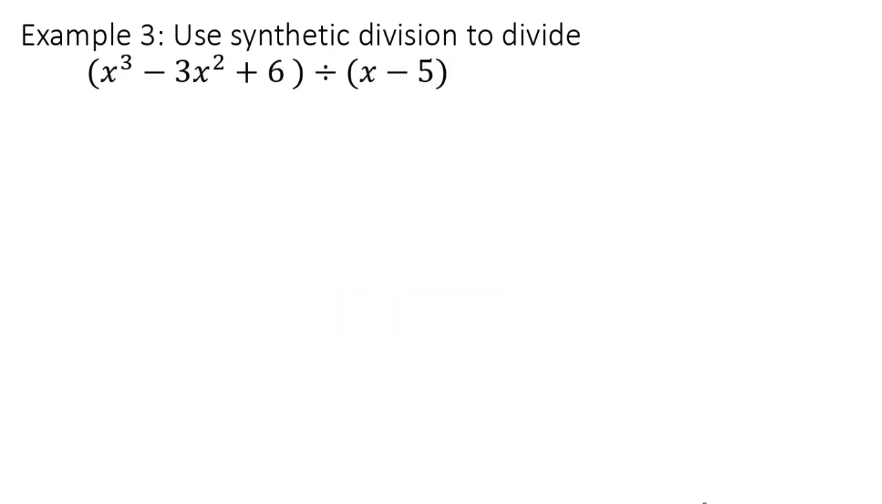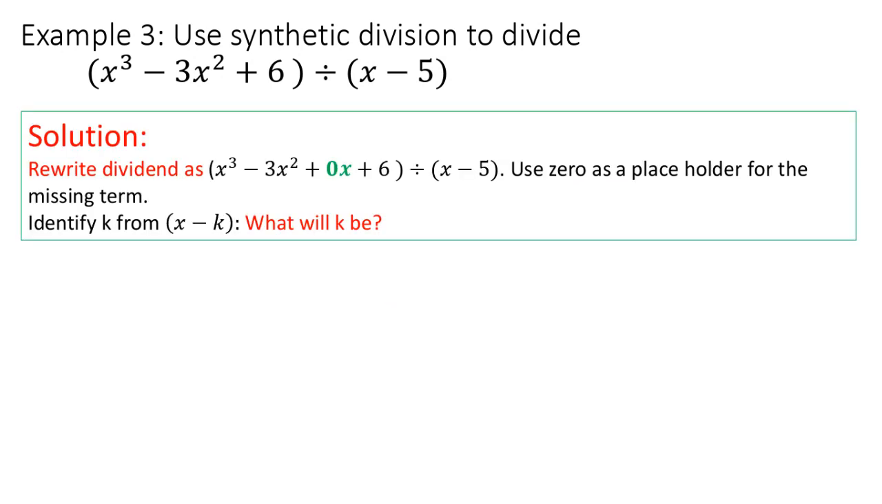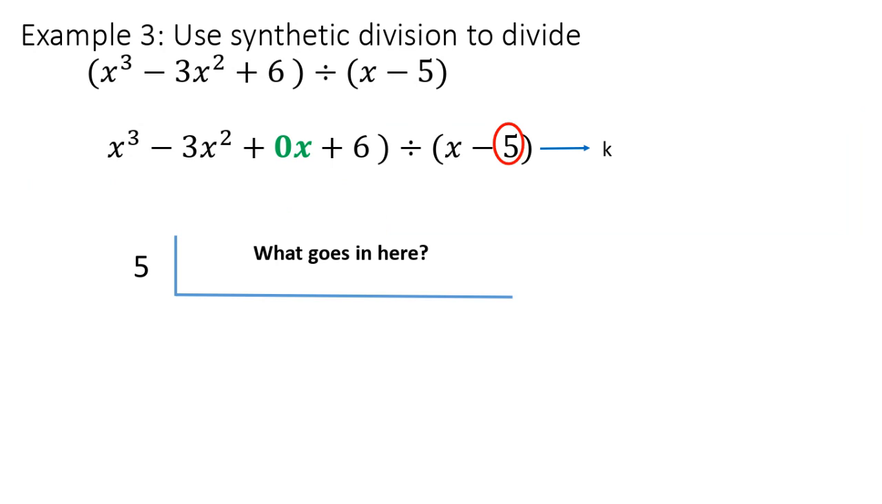Great. So let's try another one with a different situation. Here, if I rewrite my polynomial, I have x cubed minus 3x squared, but I have no x. Since I don't have an x, I need to include a placeholder. So I'm going to put here 0 times x. And then I have a 6, and then divided by x minus 5. It's important to put that placeholder, or else your answer will be incorrect.